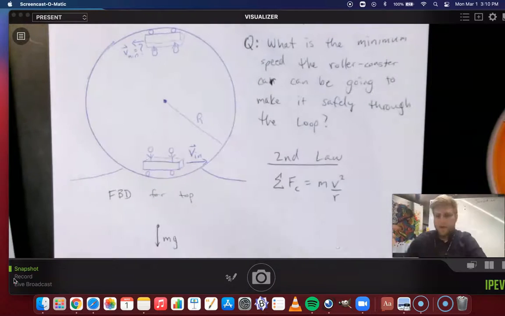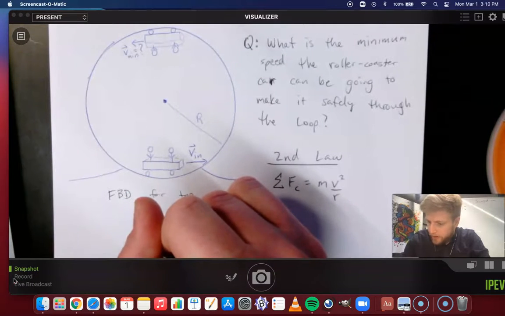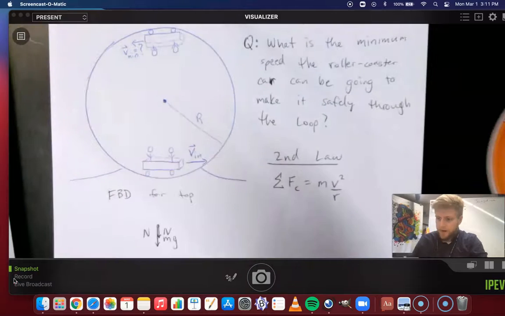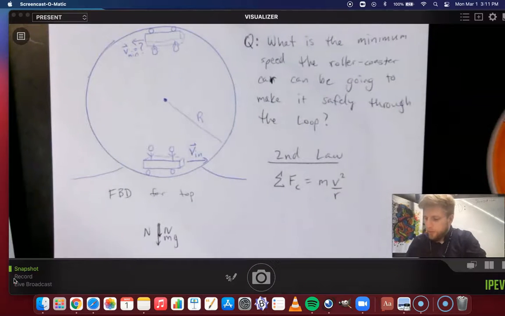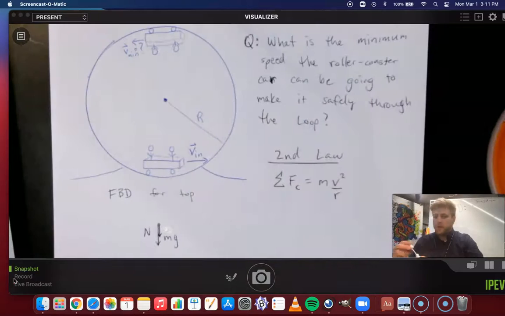It's pushing down at all times. So that we could just simply call the normal force. I'll put a capital N there for the normal. I'm going to draw it on this side so we're not confused. So we've got the normal force, we've got the weight force. Those are acting together in some way to keep it moving in a circle.